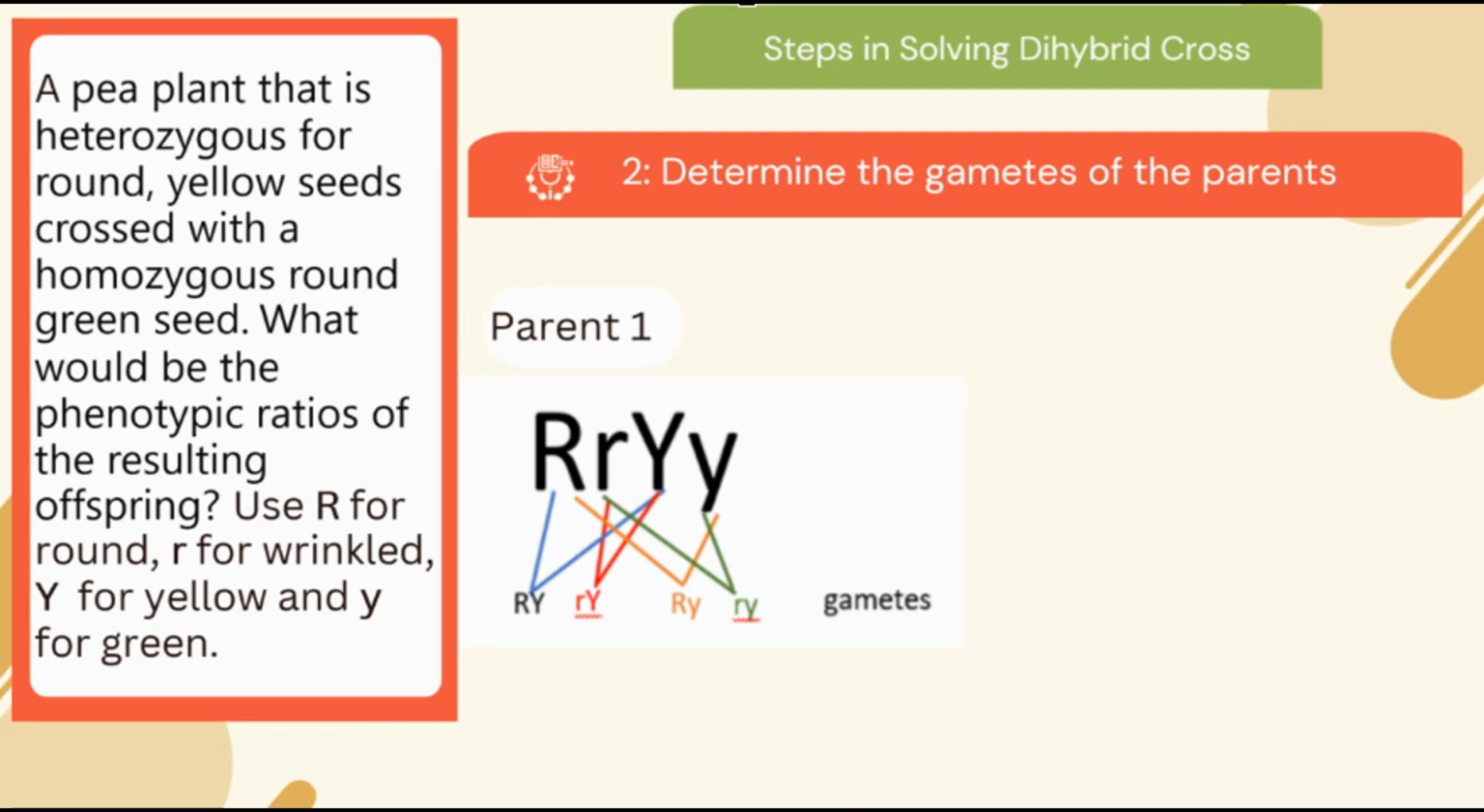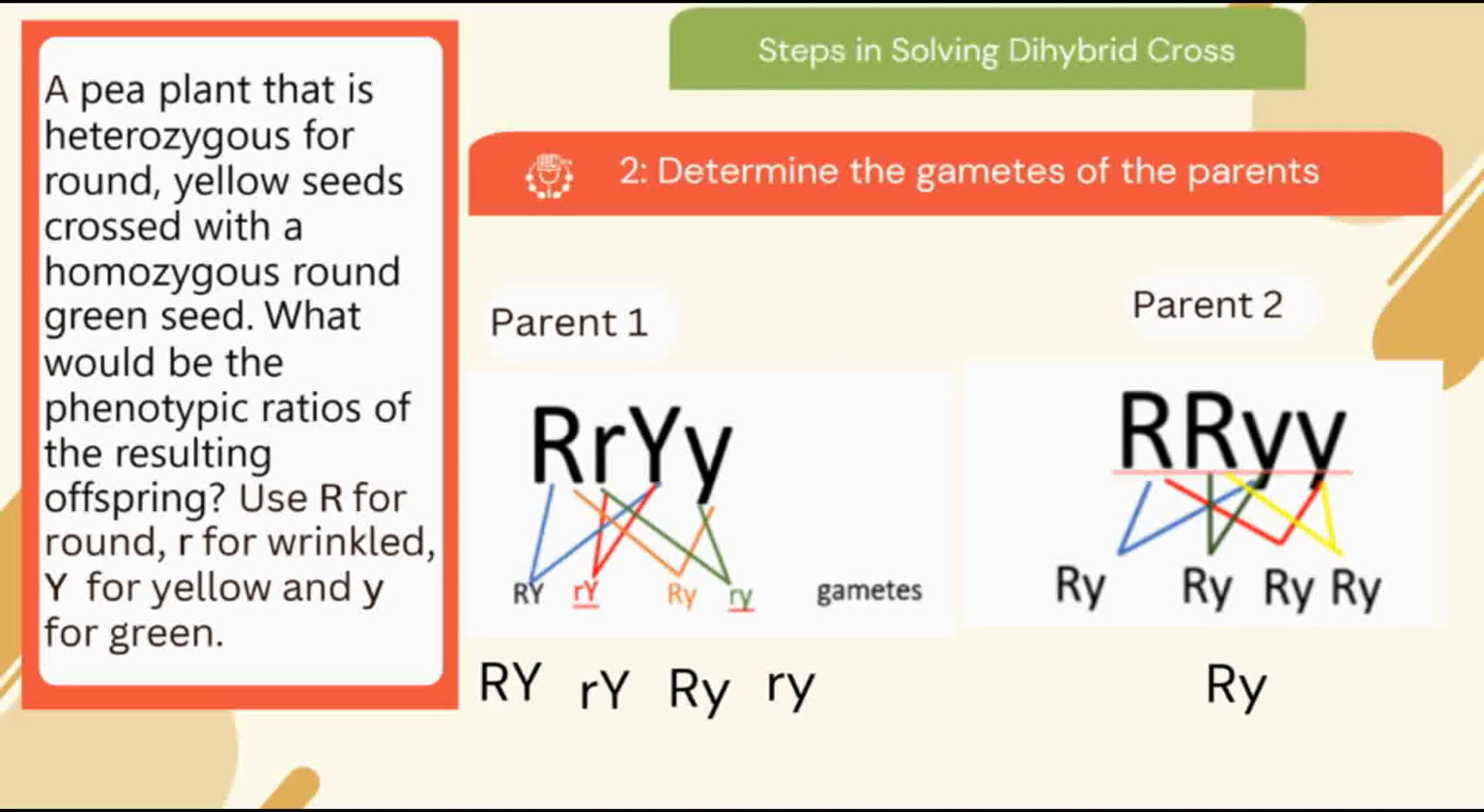For the second parent, which has the genotype of capital R, capital R, small y, small y, only one type of gamete is produced. That is capital R, small y. It is important to note that we list this gamete only once, regardless of whether it occurs multiple times due to the parent's homozygosity in both traits. This approach simplifies the representation of potential gametes for subsequent steps in genetic analysis.